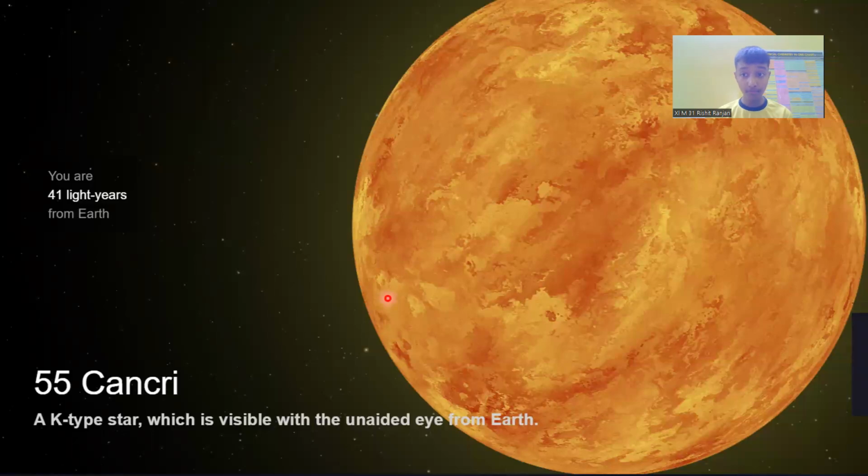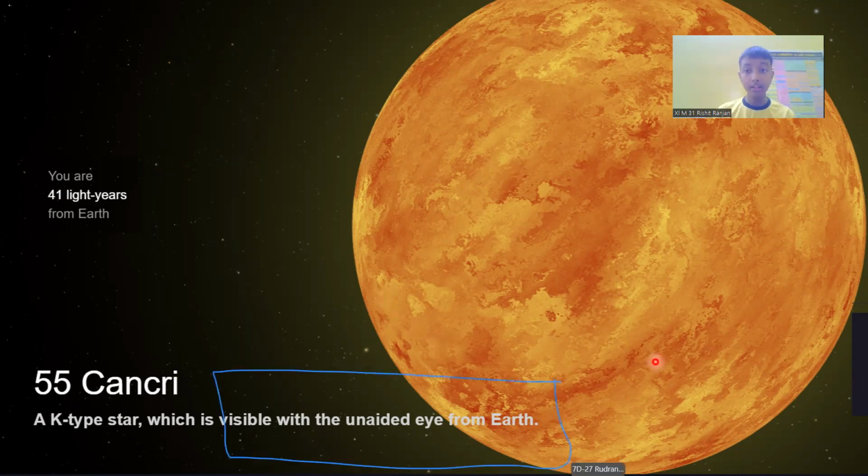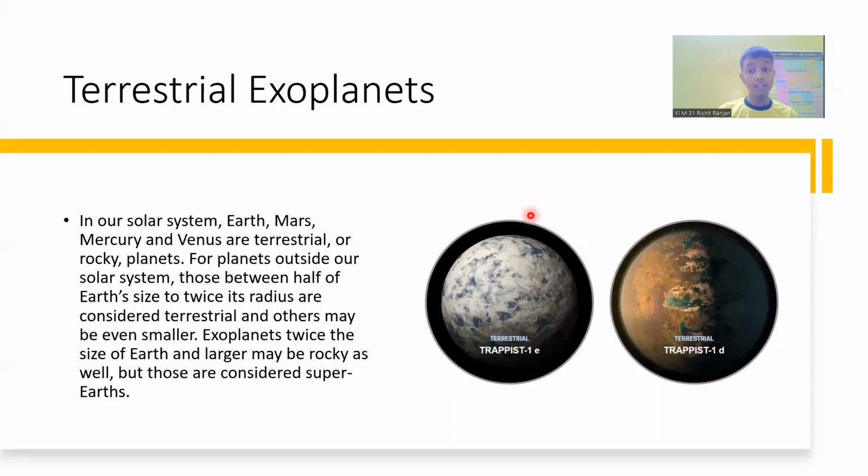This is the star of 55 Cancri-E. It is known as 55 Cancri or Copernicus. It is 41 light years away from Earth. It is a K-type star which is visible to the unaided eye of Earth. So we can see it with the unaided eye. Now let's go to the next slide where we will see the next type of planet, which is terrestrial.